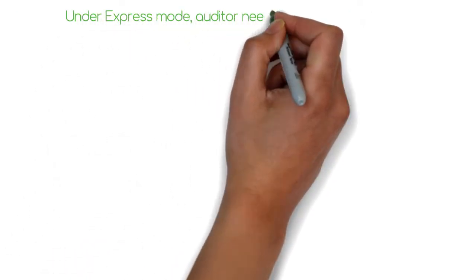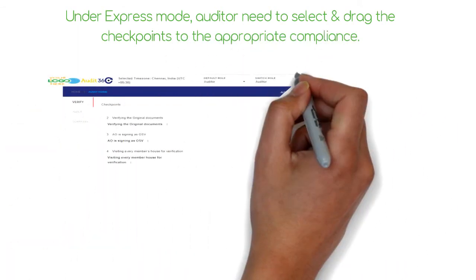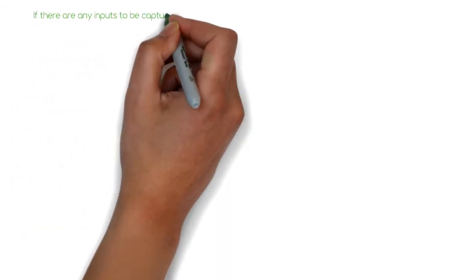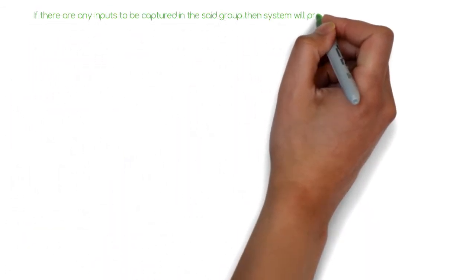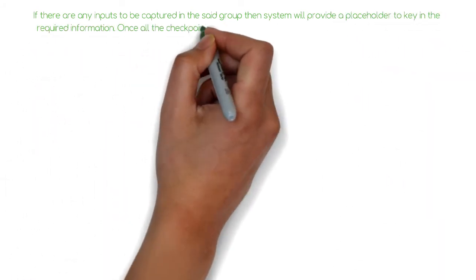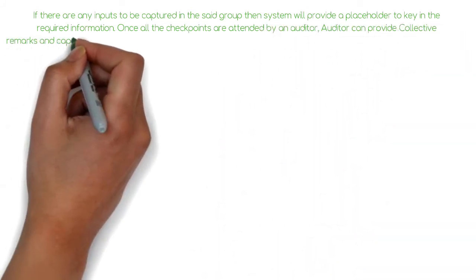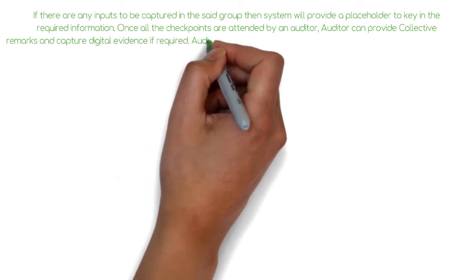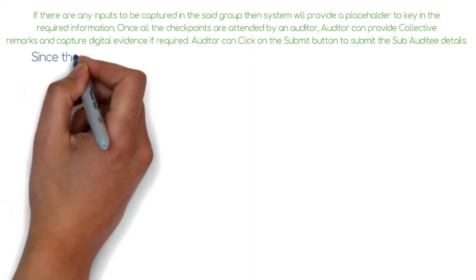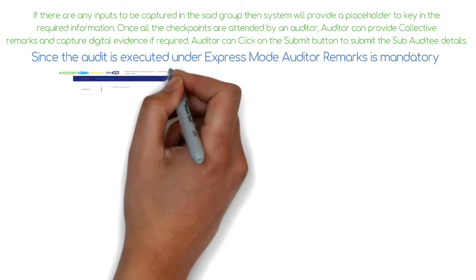Under Express mode, the auditor needs to select and drag the checkpoints to the appropriate compliance. If there are any inputs to be captured in the said group, then the system will provide a placeholder to key in the required information. Once all the checkpoints are attended, the auditor can provide collective remarks and capture digital evidence if required. The auditor can click on the Submit button to submit the sub-auditee details. Since the audit is executed under Express mode, auditor remarks are mandatory.